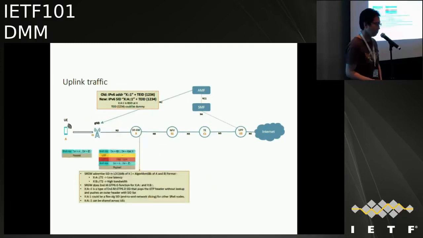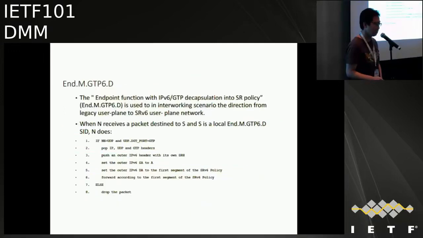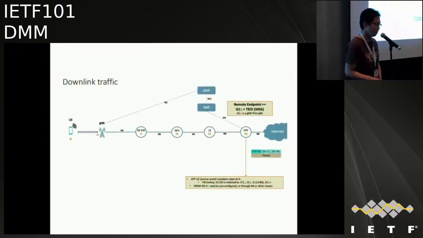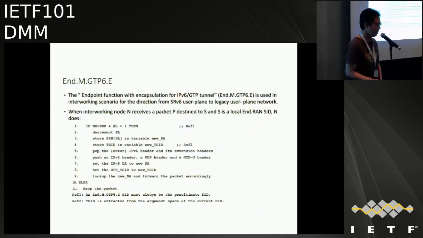And here is the uplink diagram. The packet flow is a little bit complicated, but I think you can find how this interworking scenario works. We also introduce the new End function, GTP6 decapsulation, in the uplink direction. And here is the downlink traffic diagram. In the packet flow, you can see that the N3 interface stays as it is. We introduce the new End function on the downlink side, named End.M.GTP6.E, encapsulation from the SRv6 to GTP direction.